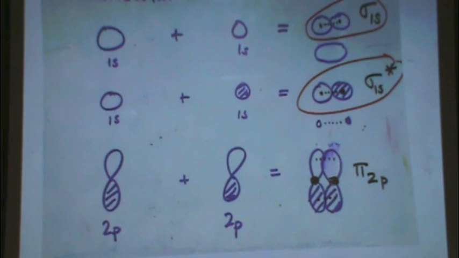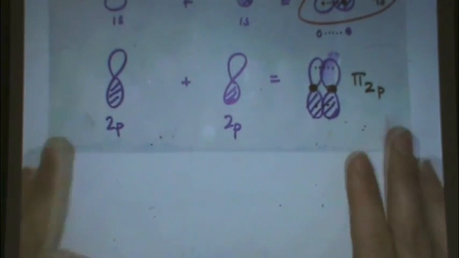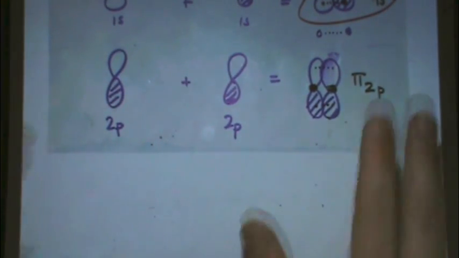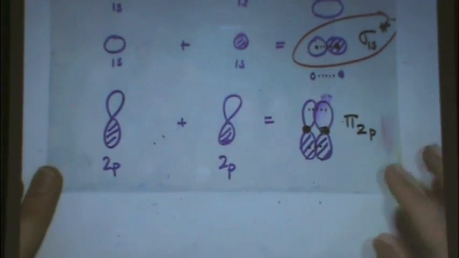And maybe you'll see the pattern. Sigma is what letter? S, and pi is p. Thus, that's where it comes from. The sigma comes from overlapping s orbitals, usually, not always. And the pi will usually come from overlapping p orbitals. Pi. If you're Greek, you're really jiving with this right now.